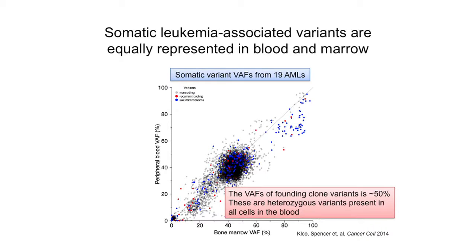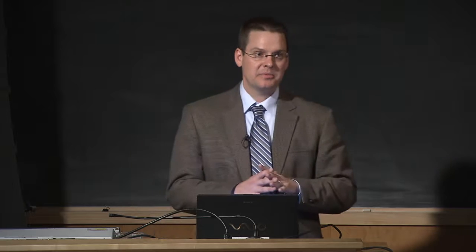If you plot all 19 cases on the same set of axes, you can see that this is really the rule and not the exception. The vast majority of variants, the vast majority of subclones, really are equally represented in both specimen types. The one interesting thing to note is that in the peripheral blood, the VAF of the founding clone is near 50%. And this is bulk peripheral blood. So this means that every single cell in that patient's blood must be heterozygous for these variants.